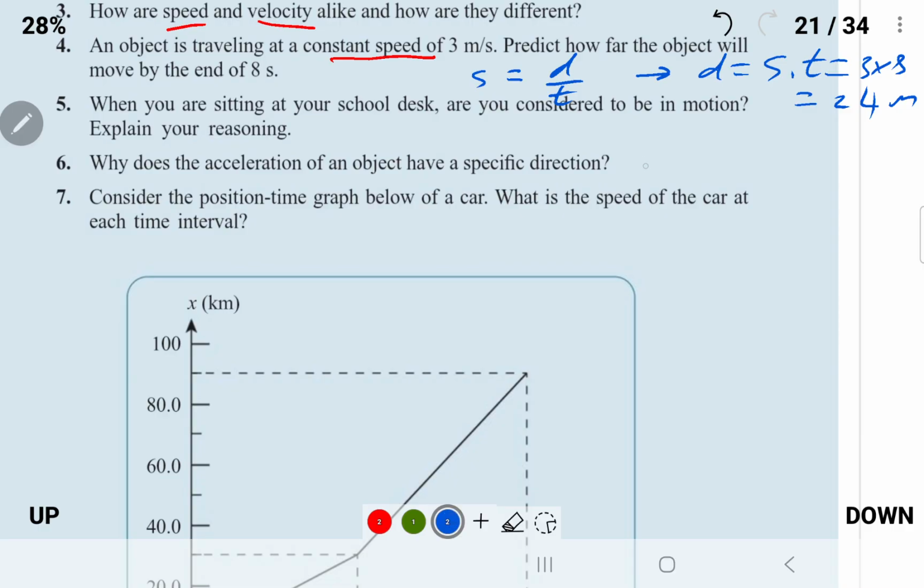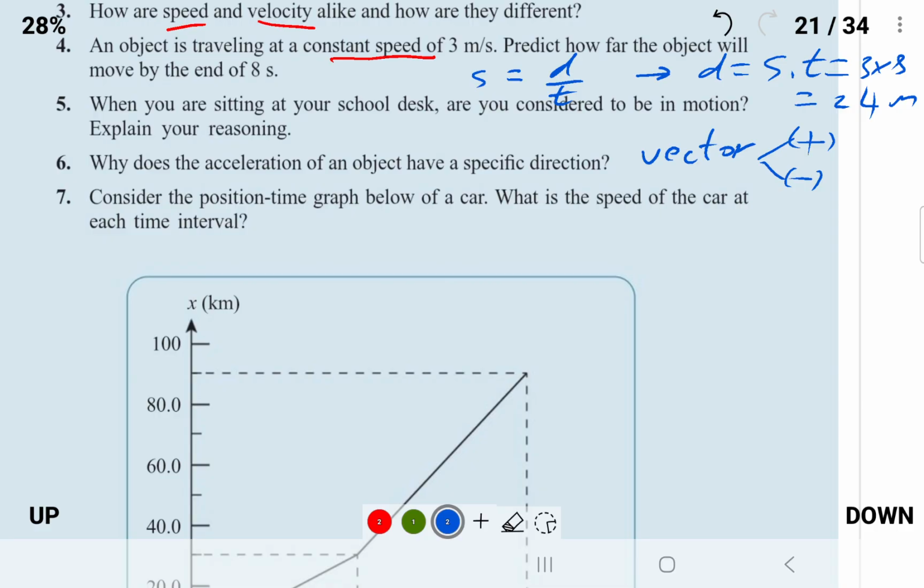Why does the acceleration of an object have a specific direction? Because acceleration is a vector quantity. Acceleration can be negative, can be positive. If the speed is increasing, acceleration is positive. If the speed is decreasing, acceleration is negative.